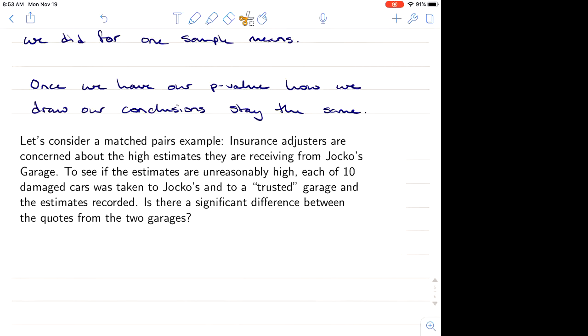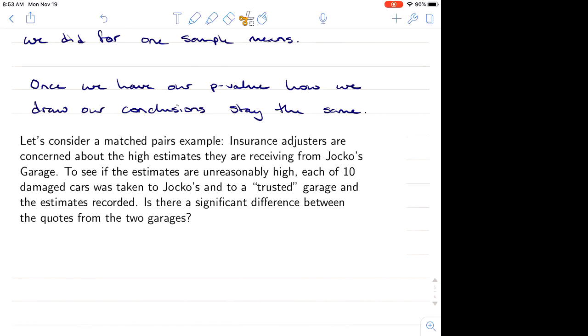Insurance adjusters are concerned about the high estimates they're receiving from Jocko's Garage. Jocko, that just sounds suspicious anyways. To see if the estimates are unreasonably high, right? So we have the suspicion that Jocko's estimates are higher than they should be. Each of 10 damaged cars was taken to Jocko's and to a trusted garage, and the estimates were recorded. Is there a significant difference between the quotes from the two garages?